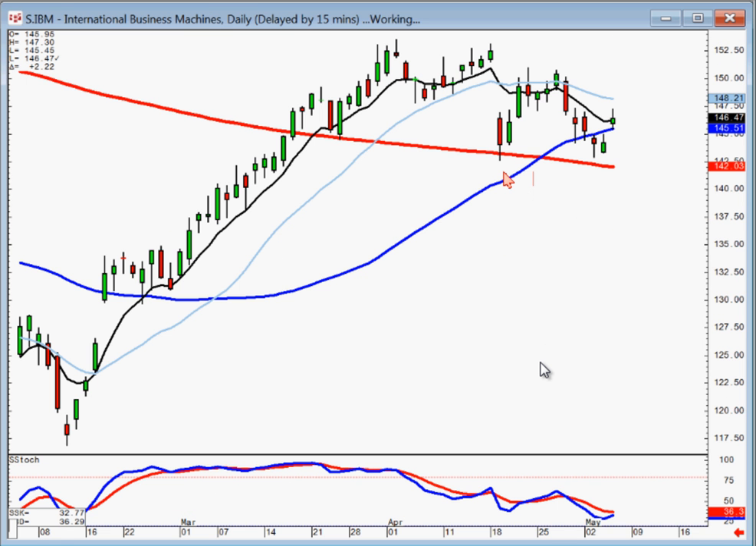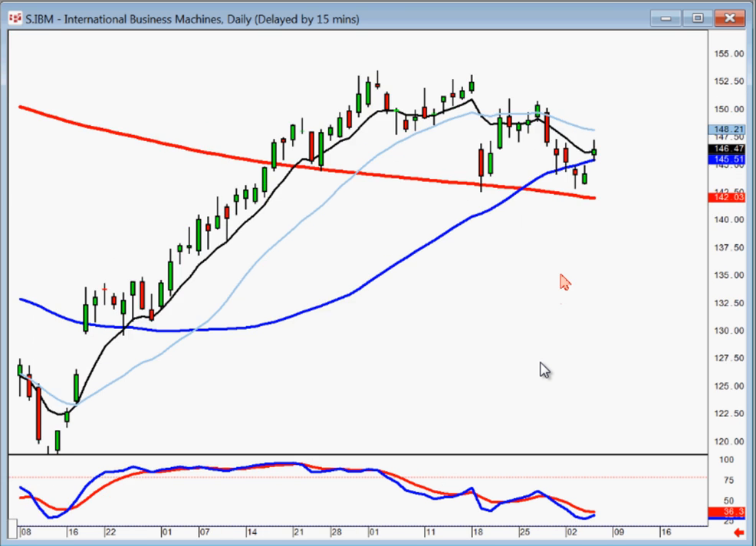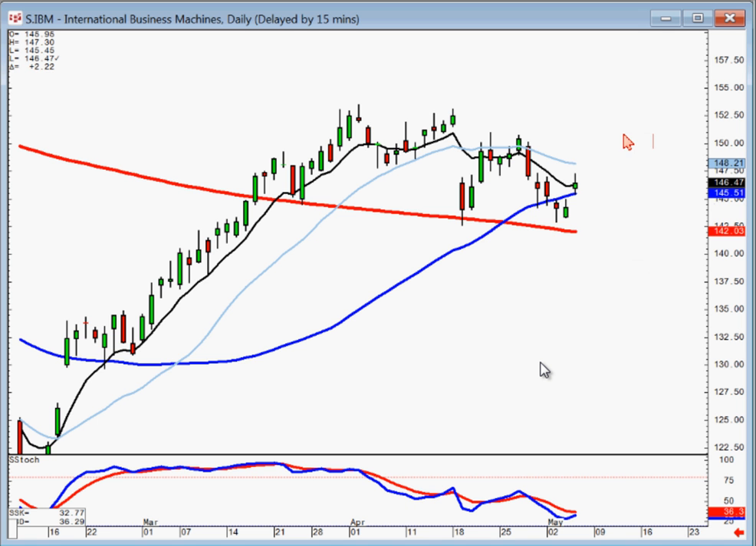IBM had a good day in a soggy market. It's not a very good trader because of the institutional characteristics. But if IBM gets up through this level, that tells us wave 3 is in progress.